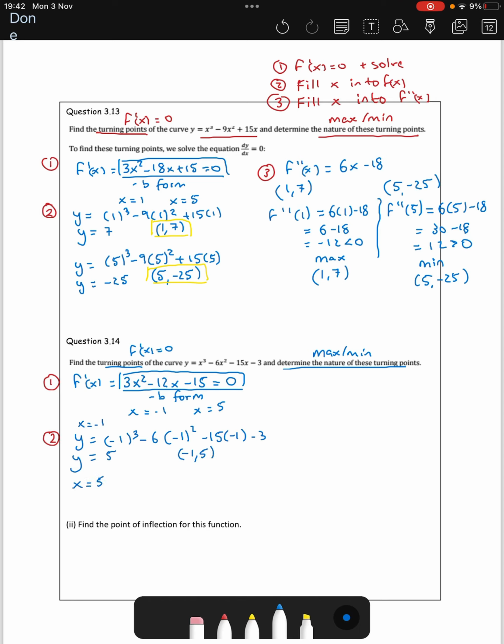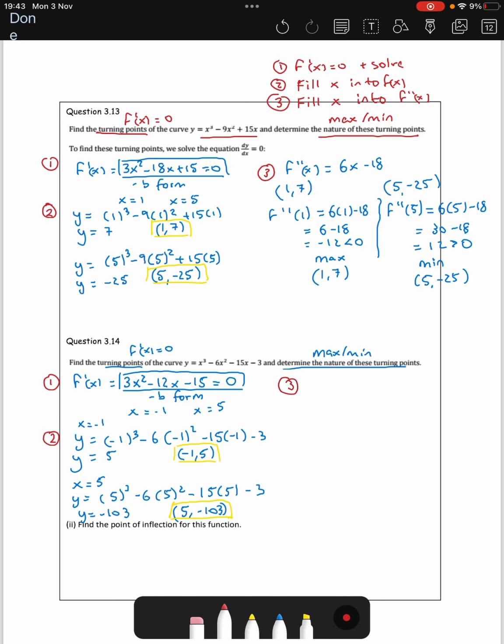The second one is where x is equal to 5. Again, I fill in my original function to find my y coordinate. When I check that in the calculator, I end up getting -103. And that is the other coordinate, 5 and -103. So what we have here is two turning points. One is a maximum and one is a minimum. Now we need to determine their nature.